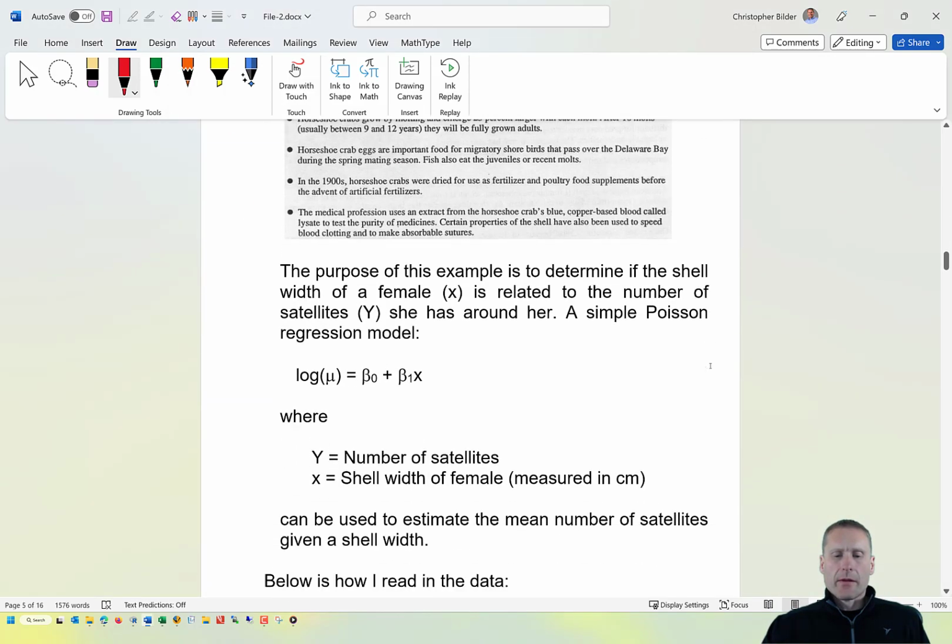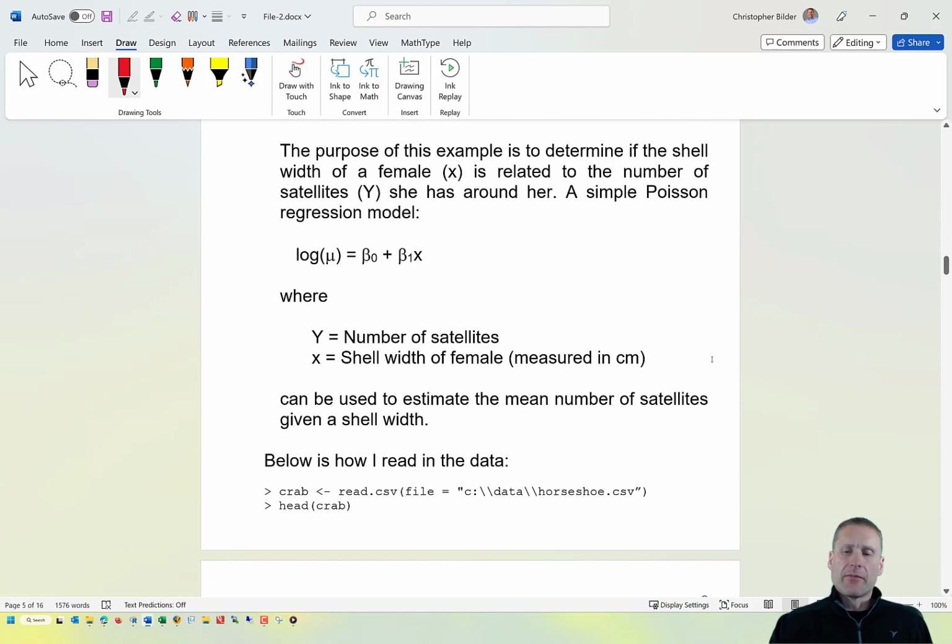So what we're going to do then is, again, our response variable is going to be the number of satellites. That's going to be our y. And we're going to focus on one particular explanatory variable, the width of the shell or the backside of that female. We're going to call that x. So our model is log of mu is equal to beta 0 plus beta 1 times x.